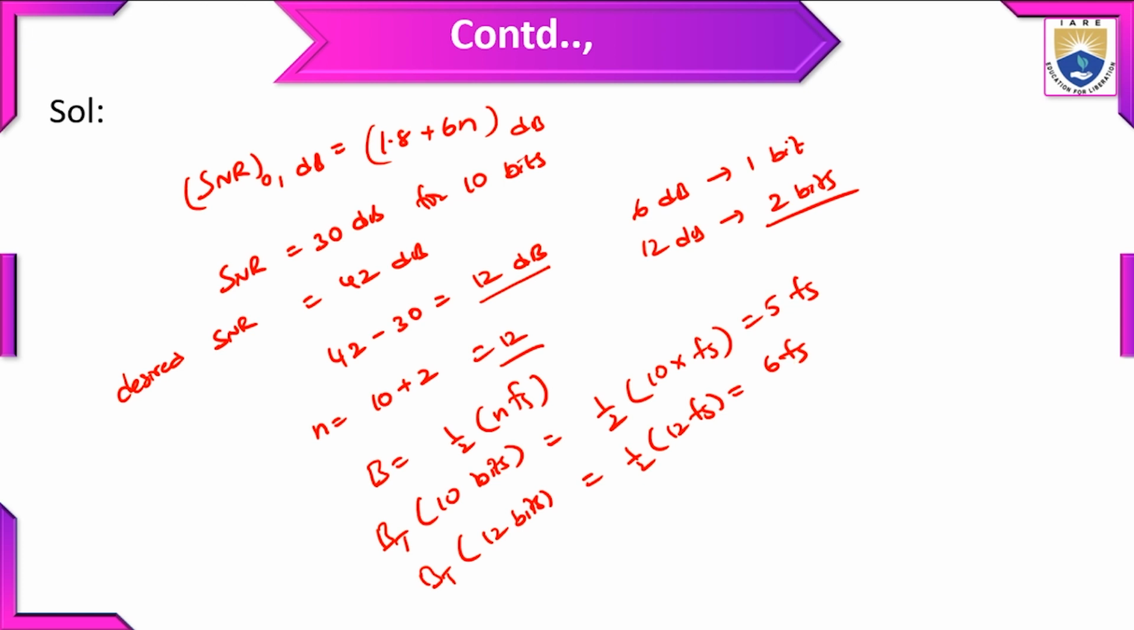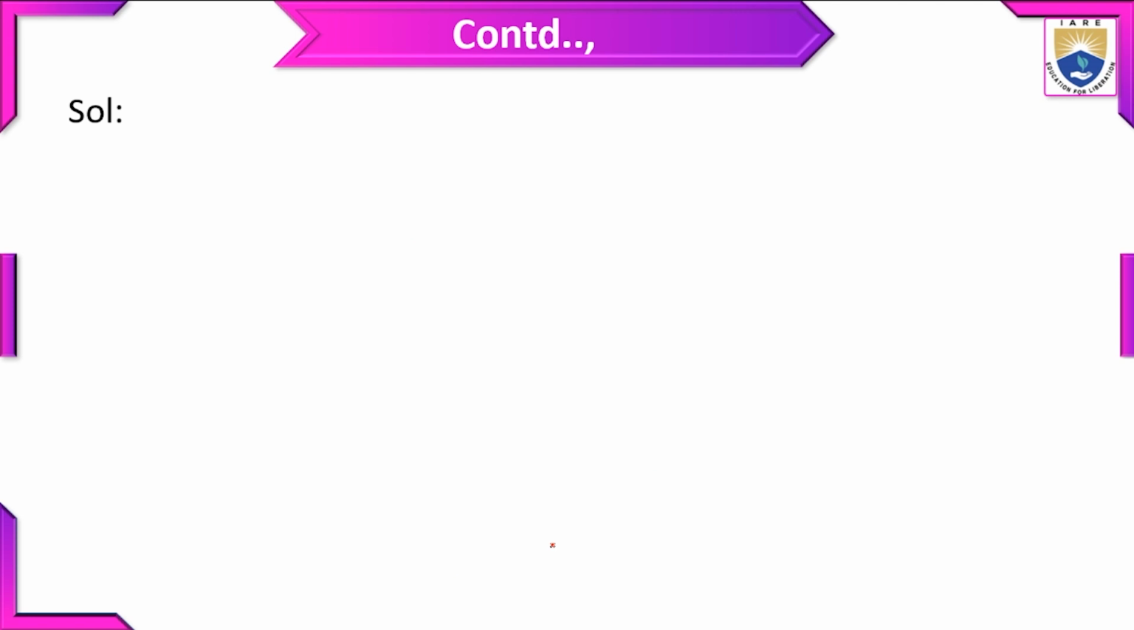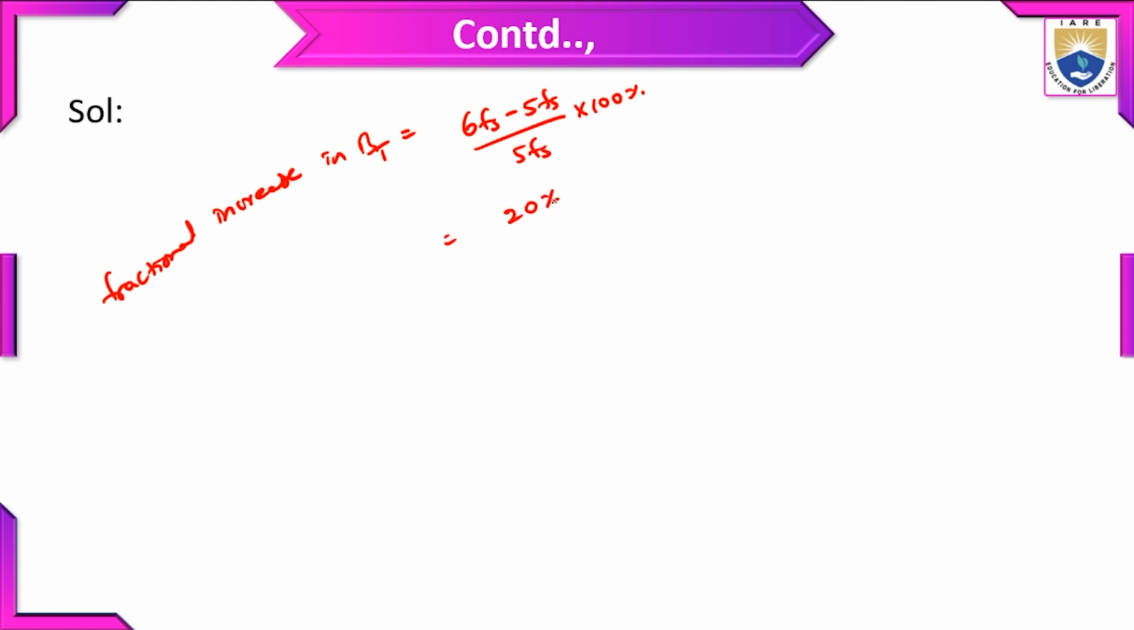Now what is the fractional increase in bandwidth? So we are going to take from 5 Fs to 6 Fs. So the fractional increase in Bt is equal to 6 Fs minus 5 Fs divided by 5 Fs, into 100. Solving this, we get 20%. So this is a 20% increase in bandwidth.